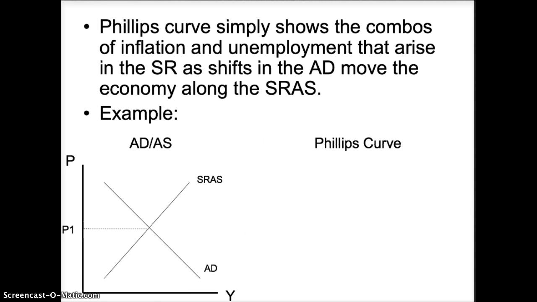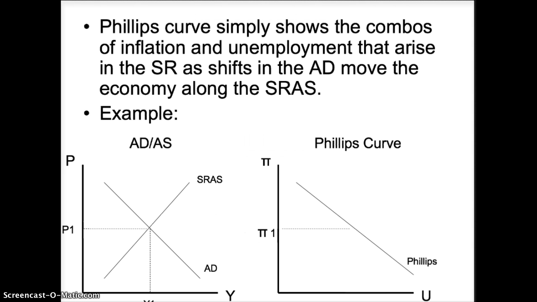Equilibrium price level is labeled P1, and equilibrium real GDP is labeled Y1. On the Phillips curve, pi is used for the inflation rate, since capital I is used for investment and lowercase i is used for interest rates. U is used to represent the unemployment rate. If we start off at point A on both diagrams, we can see how the trade-off works.